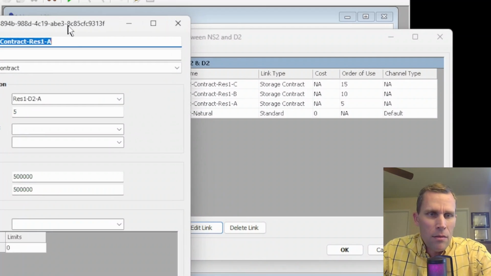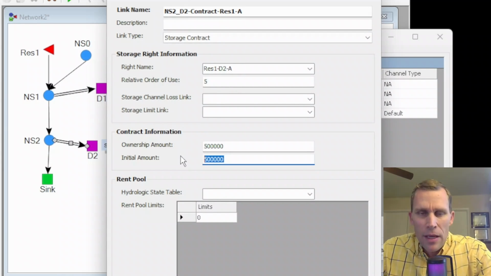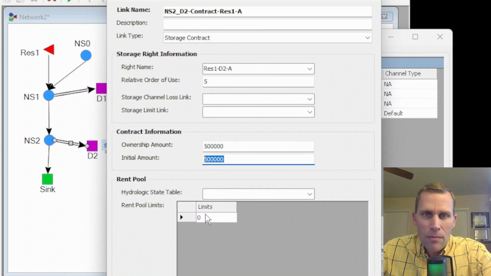Open up the link. What we have here is the ownership amount and the initial amount. That's in volume of acre feet. And then down below here for rent pool, I do not have any information entered here, and that's on purpose because this water is not for sale. It's not going to enter the rent pool. So let me just close that.